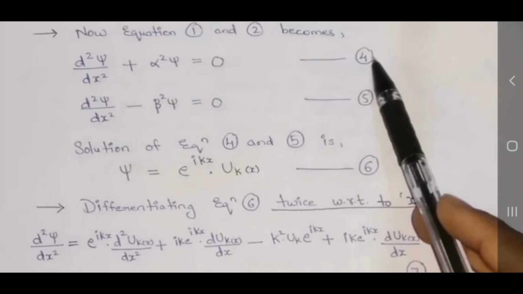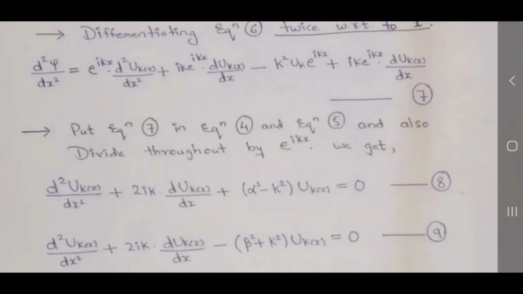In Bloch theorem we take psi equal to e to the power ikx times u(kx), since it is varying periodically, and e to the power ikx is used for periodic functions. Now we have taken psi as e to the power ikx u(kx). We have to take the second derivative of psi, which is done in equation 7. Once we have found the second derivative of psi, we substitute d²psi by dx² in equations 4 and 5 to get equations 8 and 9.